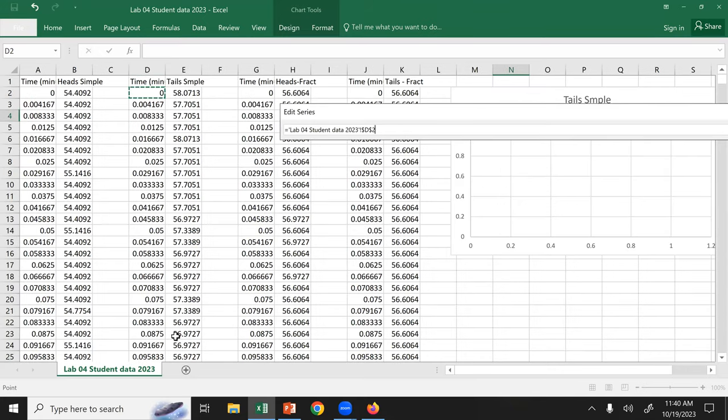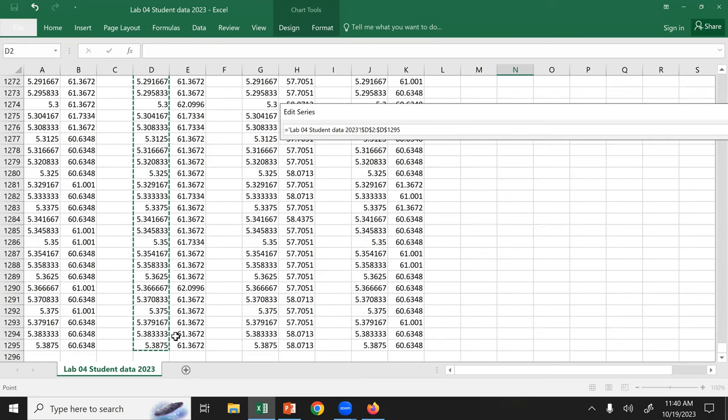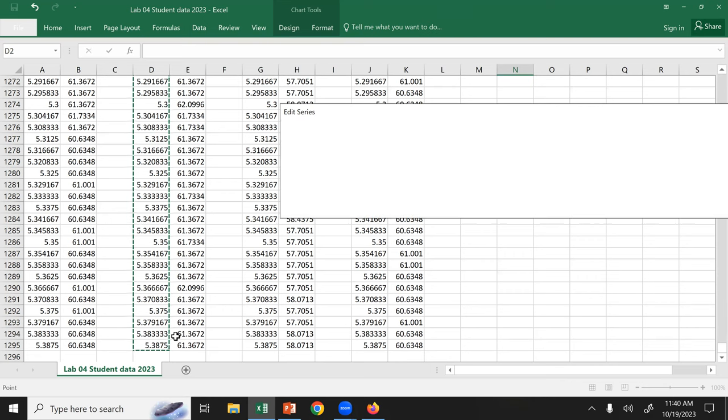If you hold shift as well, shift and an arrow key lets you select like this. So control shift down selects the whole data set. It saves a ton of time. Keyboard shortcuts in Excel, especially with big data sets, are a big deal.